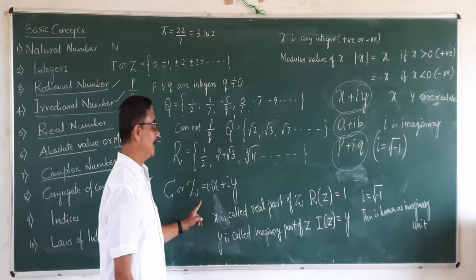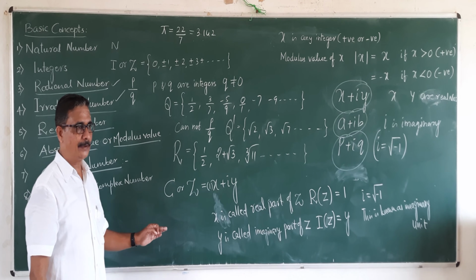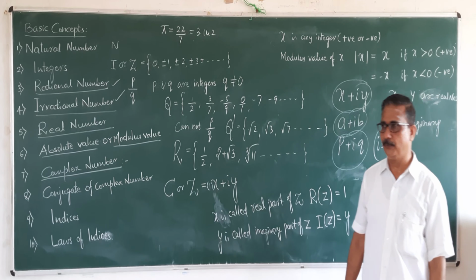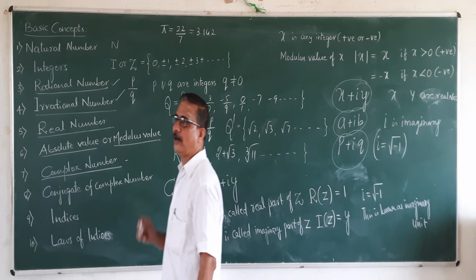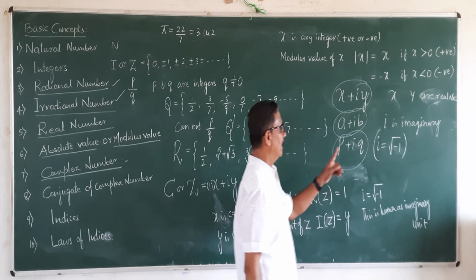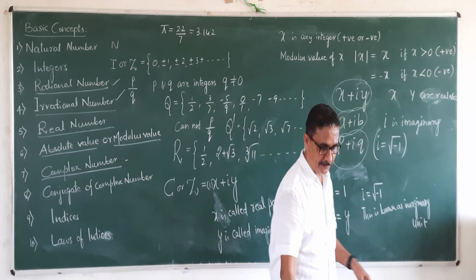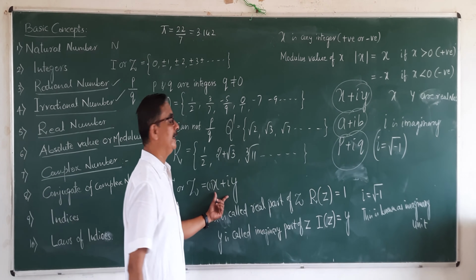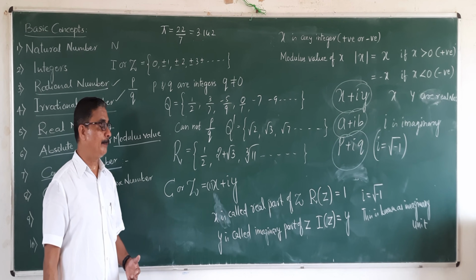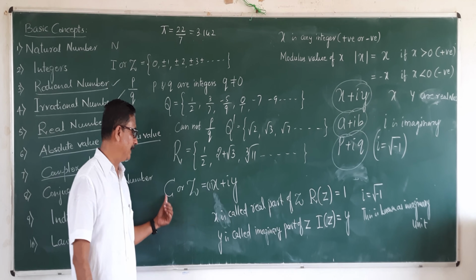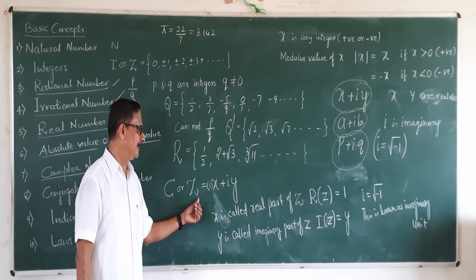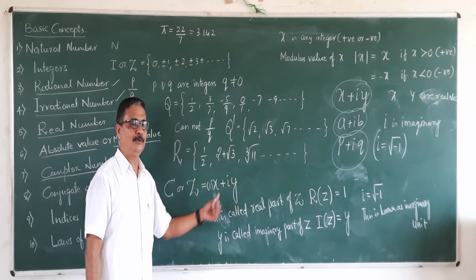Okay, you must have got the idea. So remember, a number which can be expressed in the form x plus iy, where x and y are real numbers and i is imaginary, the value of i is equal to root of -1. This expression is known as complex number. The set of complex numbers is denoted by capital letter C or Z. Therefore C or Z is equal to x plus iy.